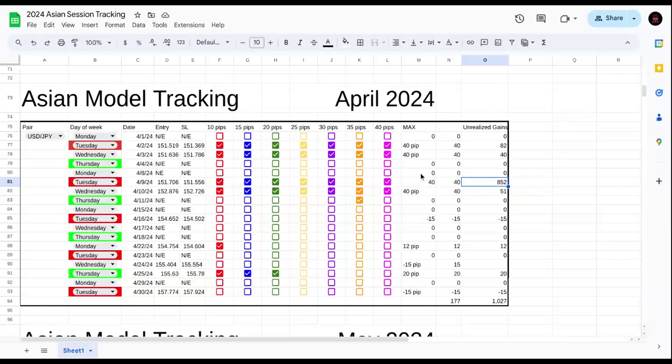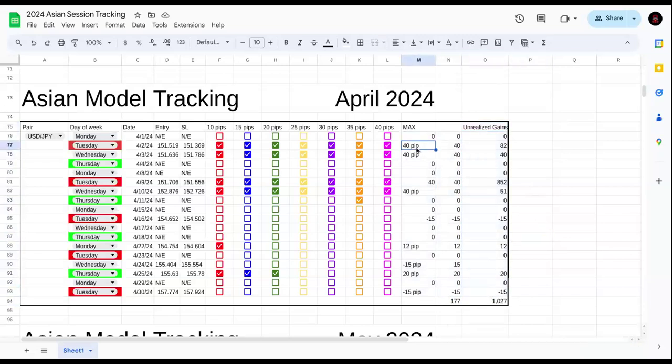I was being very realistic. The max, I left the max at 40 pips. So if it ran more than 40 pips, that's how I got this realistic number here. So I just translated all these numbers, these two columns. It's literally the same numbers. The only difference is the unrealized gains. This is just the calculation column, and this is the calculation column.